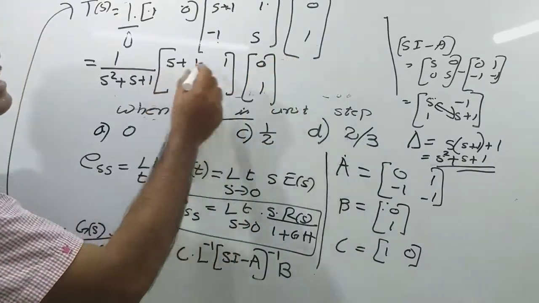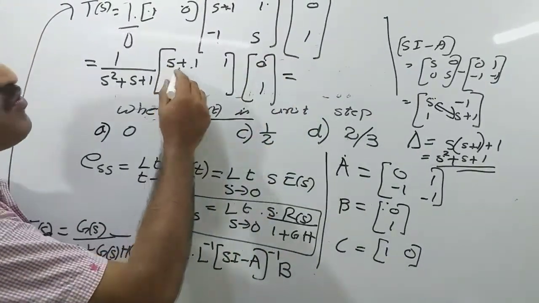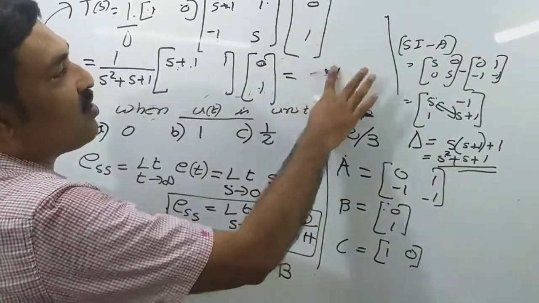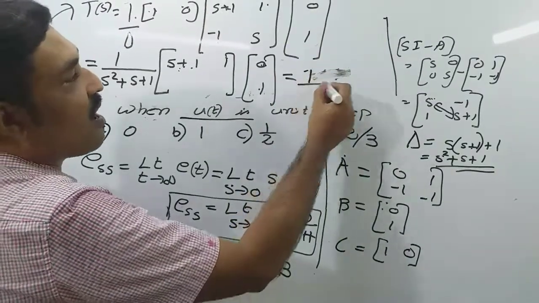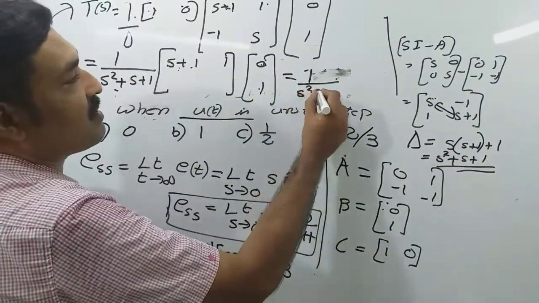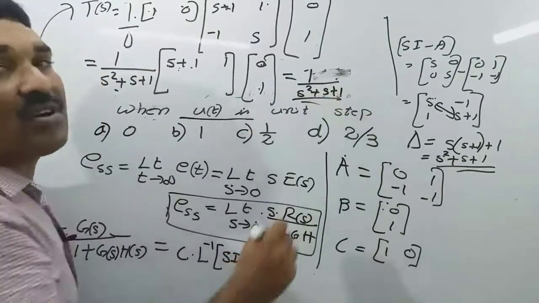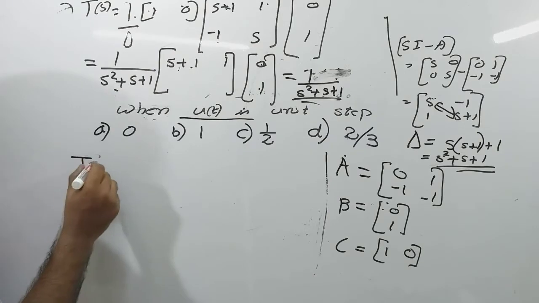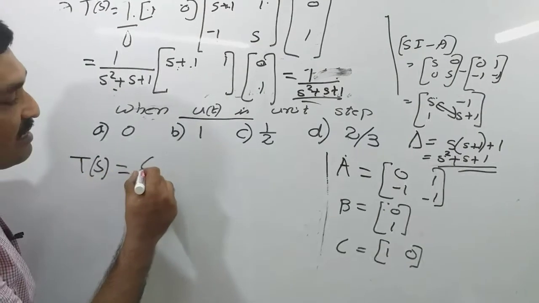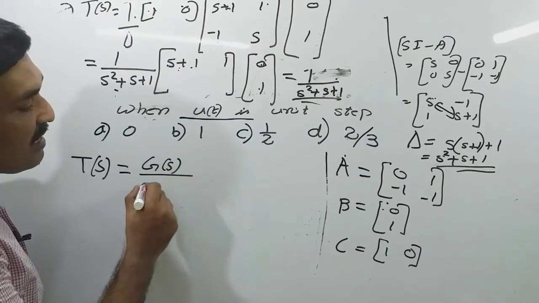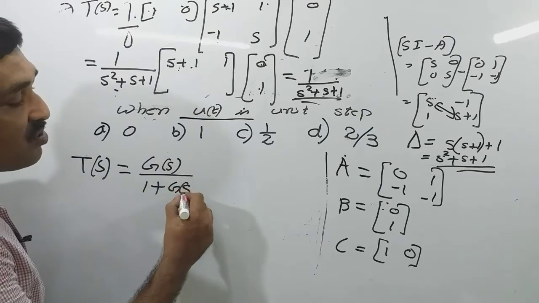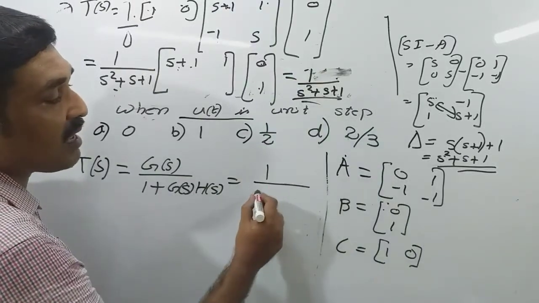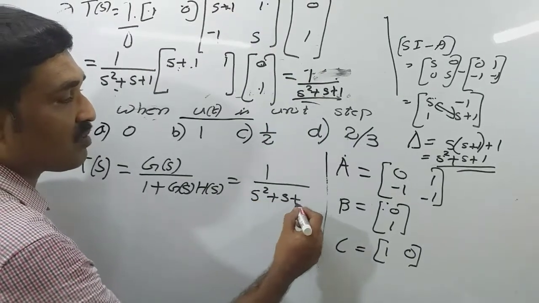Now multiply these two matrices: (s plus 1) into 0, plus 1 into 1. So the value of this is equal to 1 divided by s squared plus s plus 1. So our transfer function is 1 divided by s squared plus s plus 1. The standard form of a transfer function T(s) is equal to G(s) divided by 1 plus G(s)H(s). This is given as 1 divided by s squared plus s plus 1.